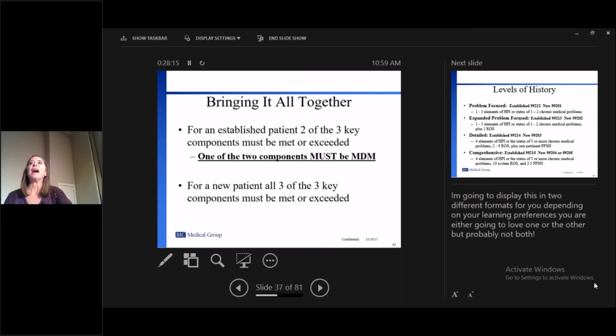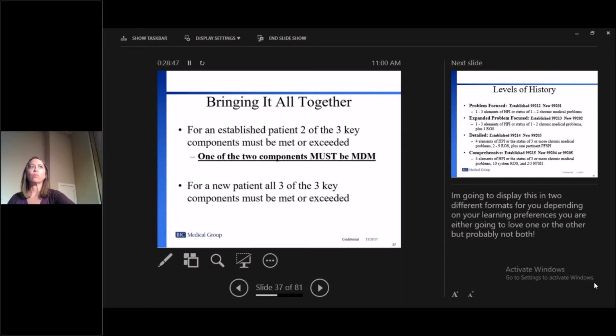If I answered all of those questions in my HPI, and I know I met a 99214 on that, and I met all of my four points on reviewing my labs and my x-rays and EKGs and whatnot, but my medical decision making was not a higher level of care, it doesn't count. You have to go down one level, okay? One of those has to be medical decision making.